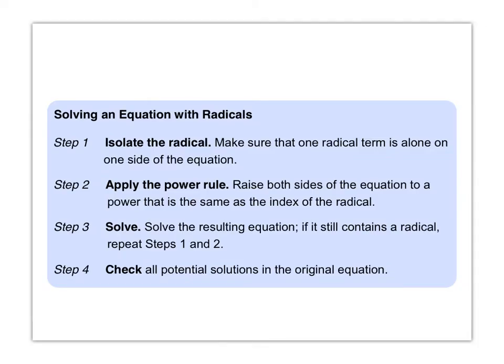Solve an equation with radicals. Our step 1 is to isolate the radical. Make sure that one radical term is alone on one side of the equation. Step number 2, apply the power rule. Raise both sides of the equation to a power that is the same as the index of the radical. Step number 3 is to solve the resulting equation. If it still contains a radical, repeat steps 1 and 2. And step number 4, very important step, is to check all potential solutions in the original equation.